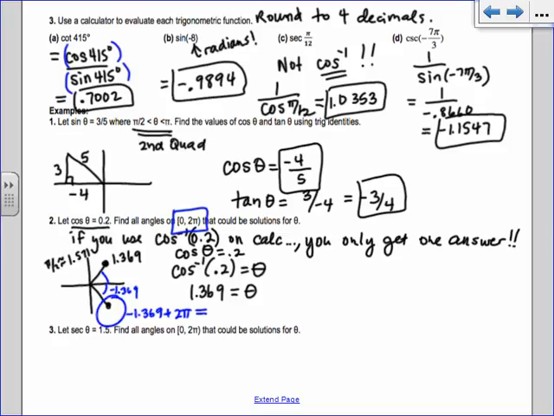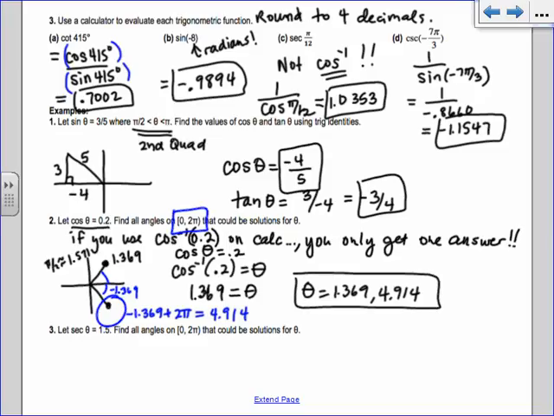So your answer is going to be... 2 pi is, ooh, I made a mistake, didn't I? I caught myself. 2 pi is going to be 6.28 around there. So I'll do negative 1.369 plus 2 pi. So it should be 4.914. Okay, so those are your two answers for theta then. So theta is not only 1.369, but it's also 4.914.